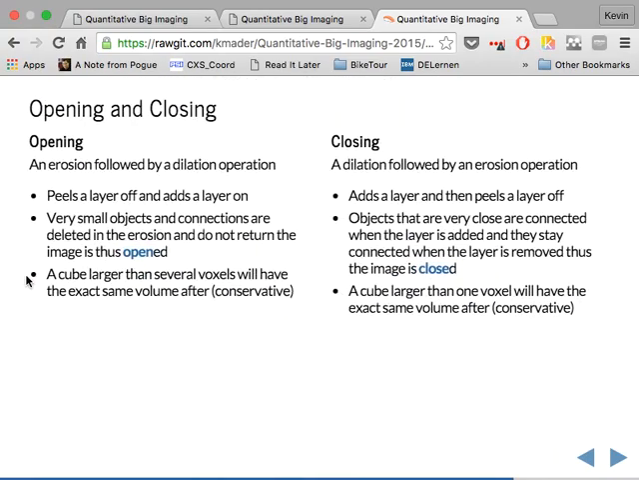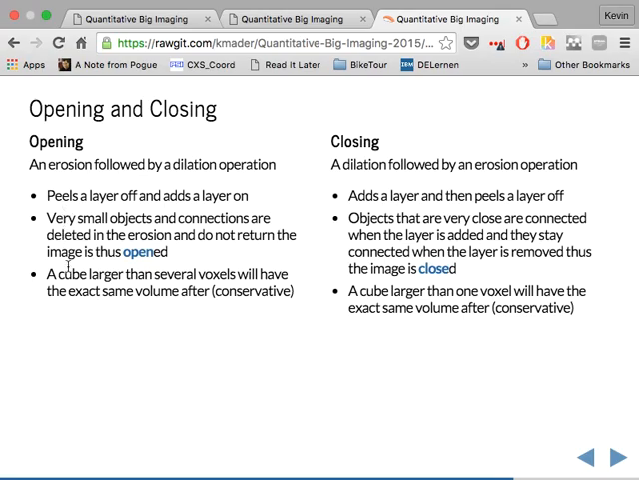So that's where we have these sort of more complicated operations that come in, called opening and closing. And so opening is sort of the idea that you open up your image, so you disconnect things, and you get rid of small objects. And so this is an erosion followed by a dilation. And so it peels a layer off and then adds a layer on. And so very small objects are deleted, but the normal objects, or sort of the core objects, are kept.